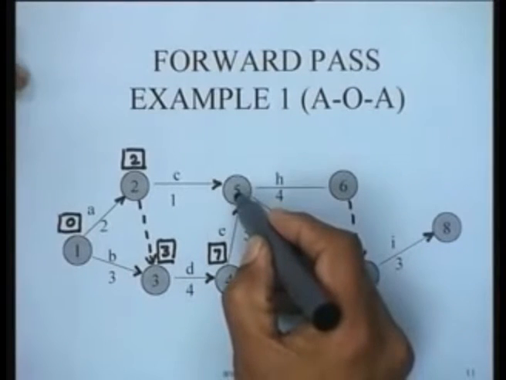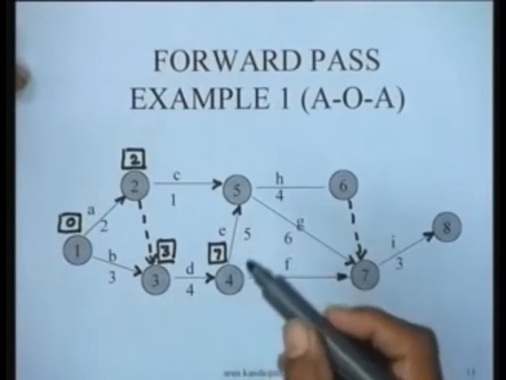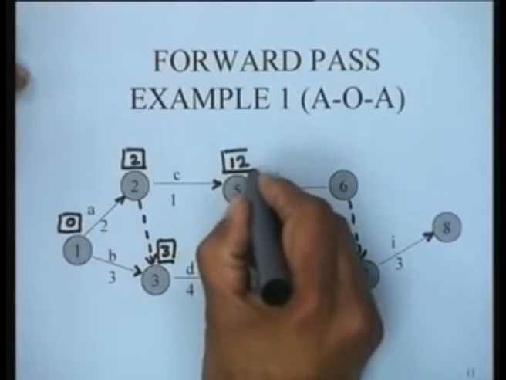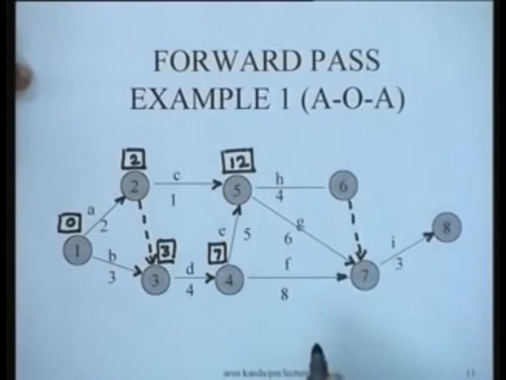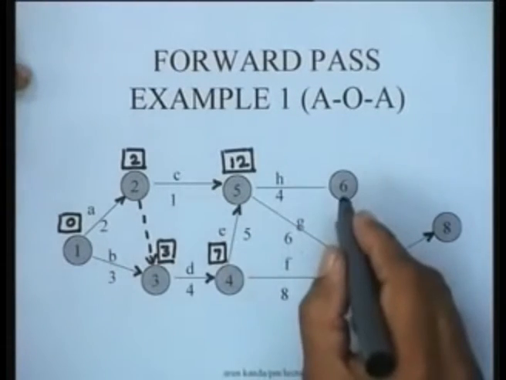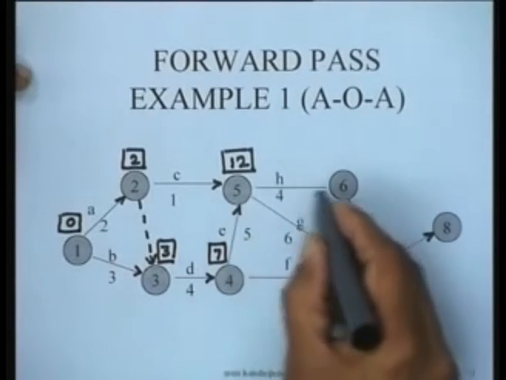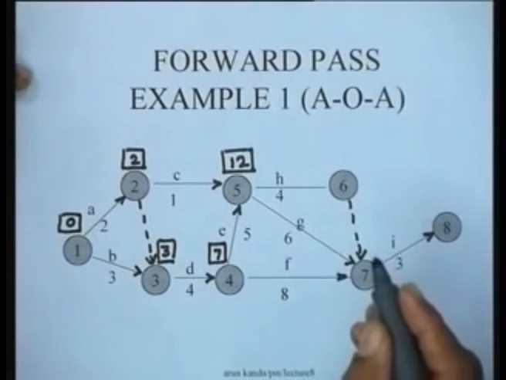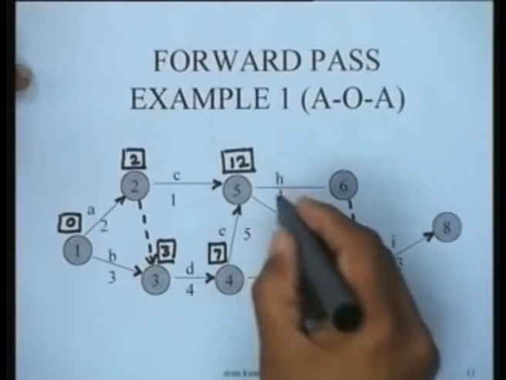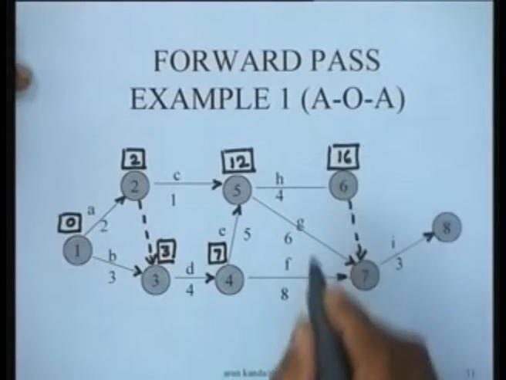Then you look at node 5, we have to take the maximum of 2 plus 1, which is 3, and 7 plus 5, which is 12. So obviously the maximum is 12. So the earliest occurrence time of this node will be 12. And then you come to node 6. One advantage of Fulkerson's numbering rule is that you can compute the earliest occurrence times in the sequence of the node numbers, because this automatically determines a topological ordering. 12 plus 4 would be 16, which would be determined here.